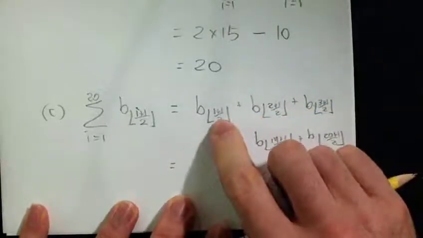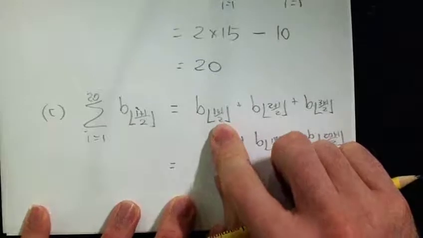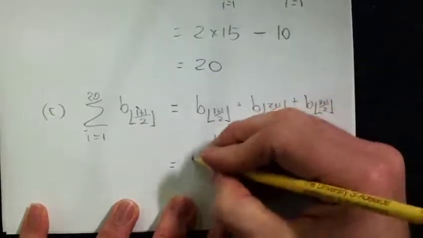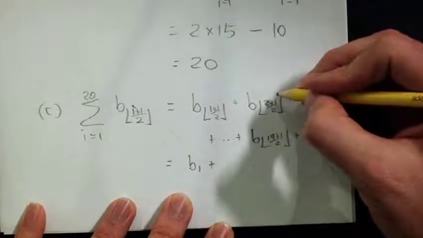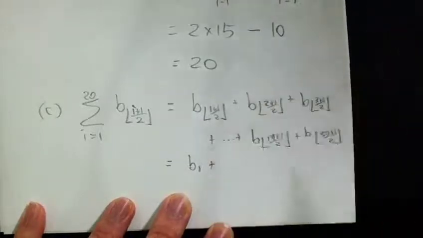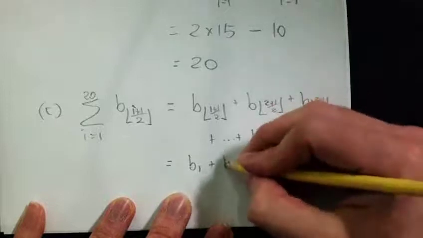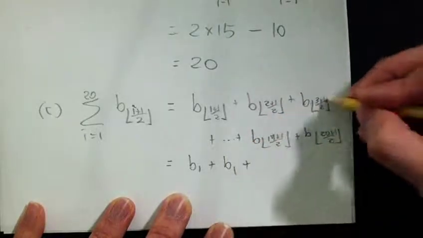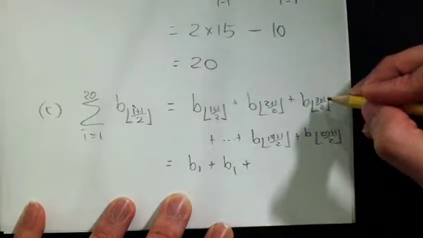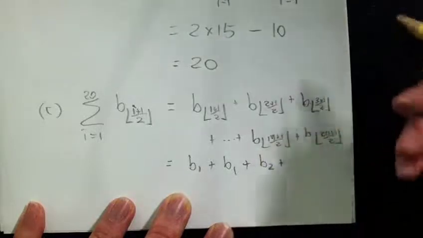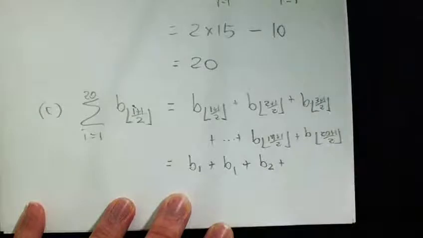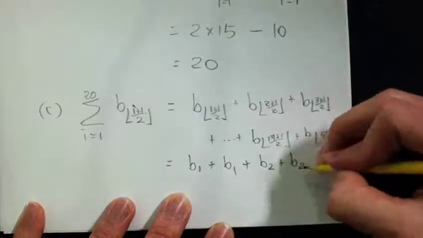1 plus 1 is 2, divided by 2 is 1, and the floor of 1 is still 1, so that's B1. Now, 2 plus 1 is 3, divided by 2 is 1.5, and when you floor 1.5, you get 1, because you always round down, so this is B1 again. 3 plus 1 is 4, divided by 2 is 2, and when you floor 2, you get 2. Let me just check the next one. 4 plus 1 would be 5. 5 divided by 2 is 2.5. Round that down to 2. Okay.